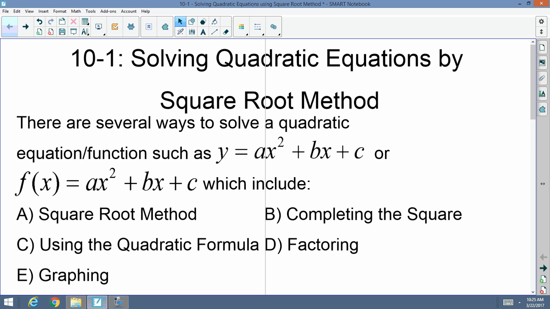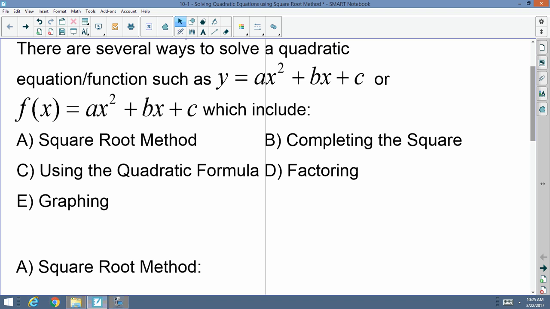And first of all, please remember that as far as the quadratic function goes, y equals ax squared plus bx plus c, or f of x equals ax squared plus bx plus c is the same thing. F of x or y is your dependent variable, and x is independent.